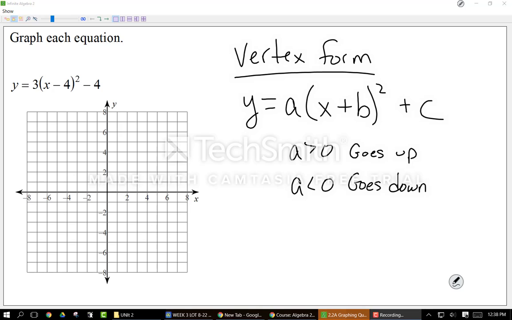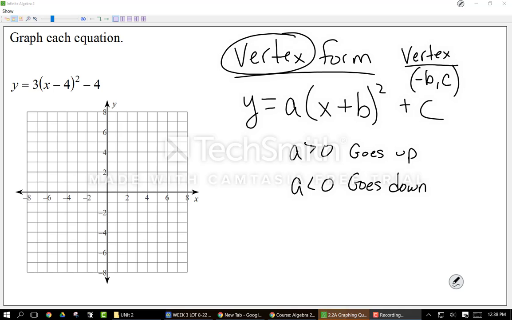With this being in vertex form, well, the vertex is the fastest thing we could find, the easiest thing we could first do. So in order to find the vertex in a vertex form quadratic, we are going to take the opposite of B, comma, C. That's the vertex. Okay? Whatever B is, we flip it to the opposite of B, and then whatever the value for C is, that's our Y value of the vertex.